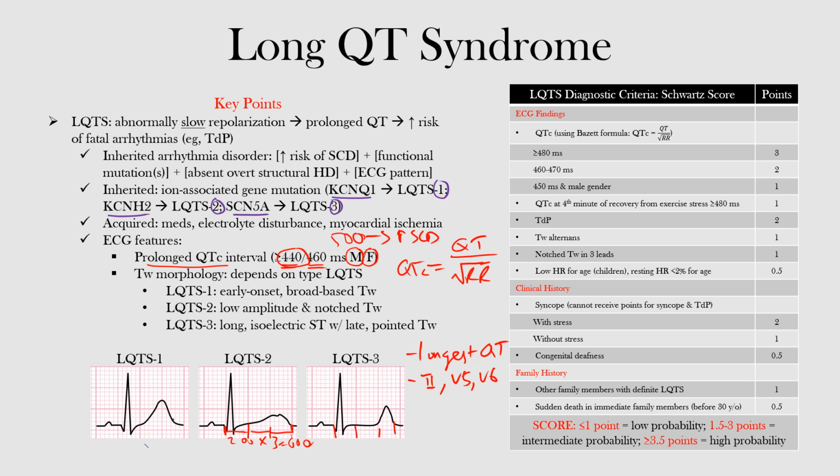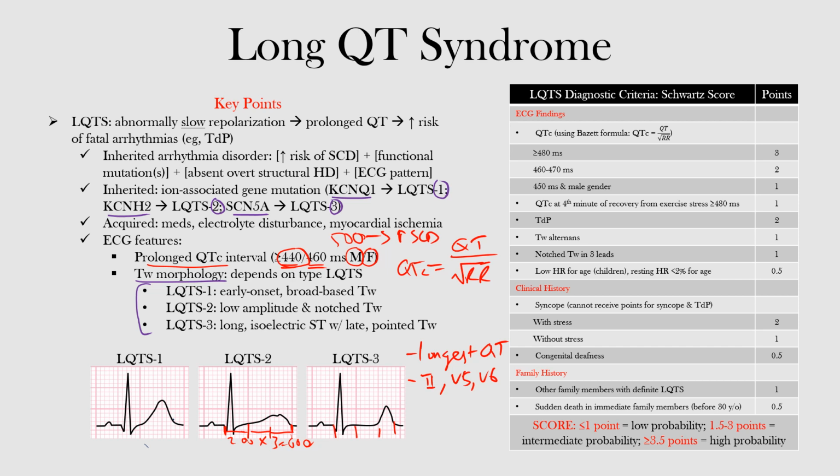Now, each of these types of long QT syndrome has been found to have subtle differences in their T-wave morphology. For instance, the first type involves a loss of function mutation in the KCNQ1 gene that encodes the alpha subunit of KV7.1, which represents a slow activating potassium channel. The T-wave actually has an early onset and is broad-based. Okay, so how do we differentiate these 3 types? They're all going to be differentiated based on the T-wave morphology.